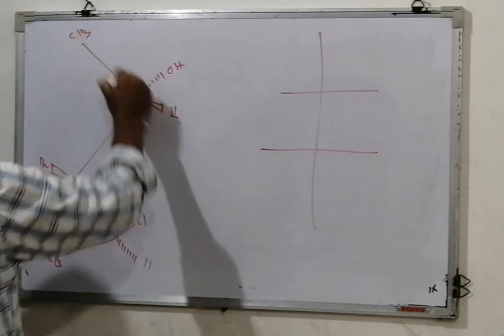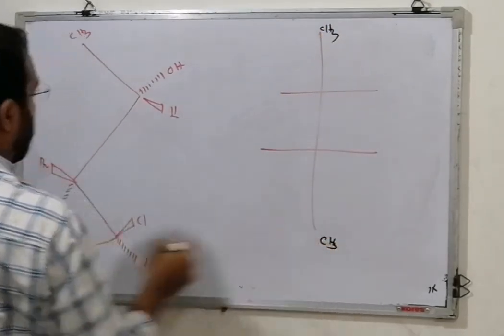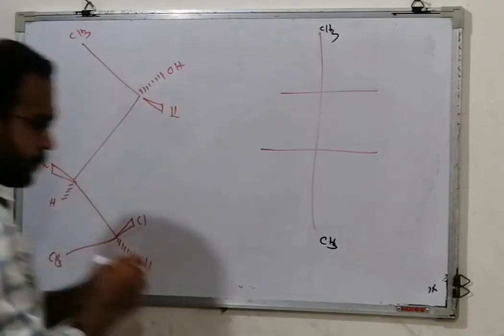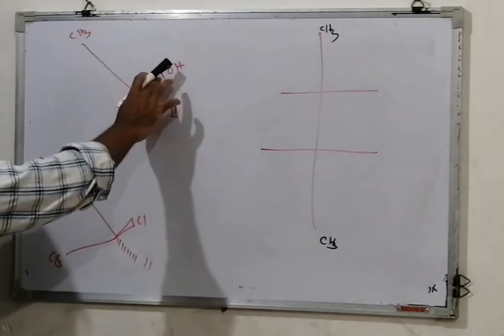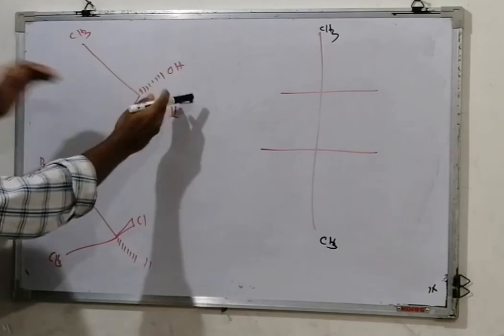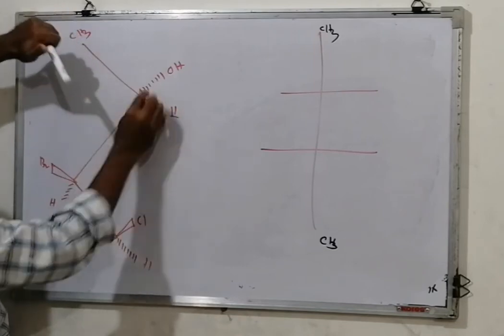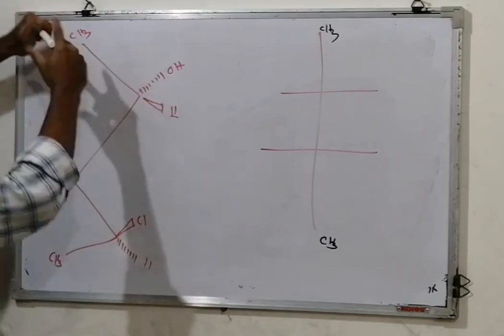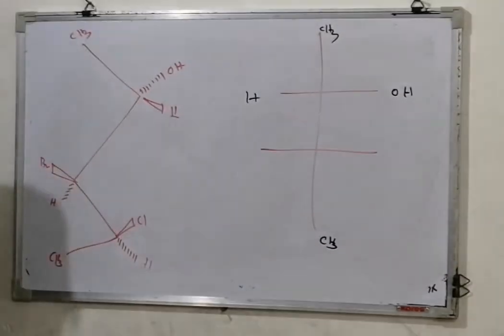The vertical line represents this CH3, finally CH3. Now we can go to the first one. In this first one, H is towards you, OH is away from you. Just rotate to make both of them towards you. Therefore, H will come this side. When you rotate, H will be here and OH will be here. Clearly?